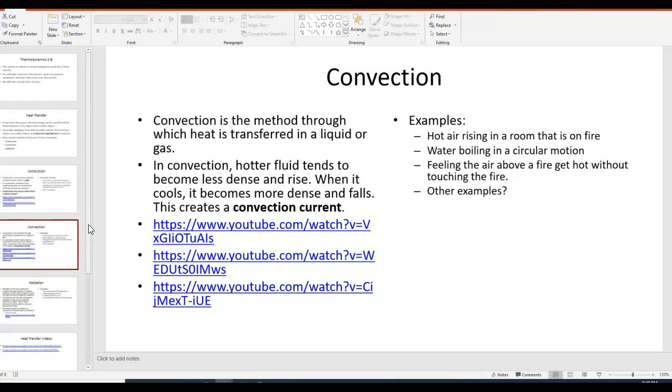A simple example of convection would be if you take a match or a lighter and hold your hand over it, you can feel the heat radiate up into your hand. Okay, hot air rises. You've probably heard that before, that hot air rises. The reason it rises is because of convection. Like I said, hotter fluids tend to go up because they become less dense.